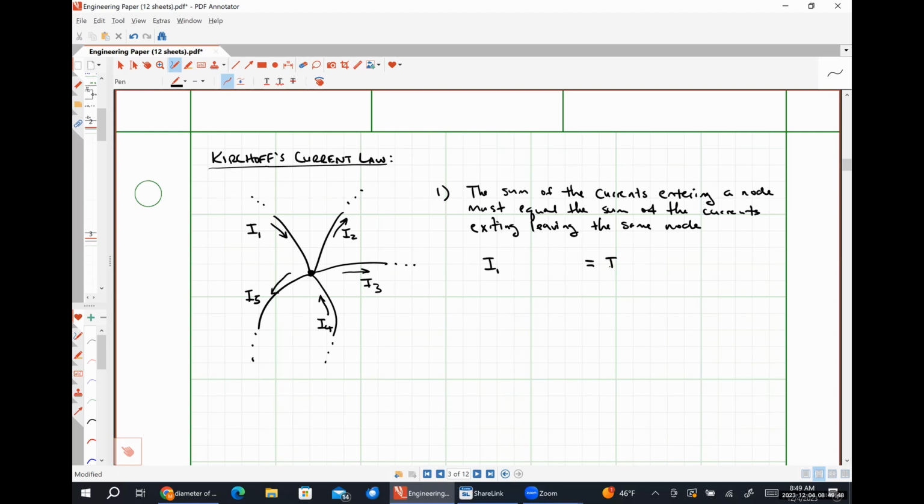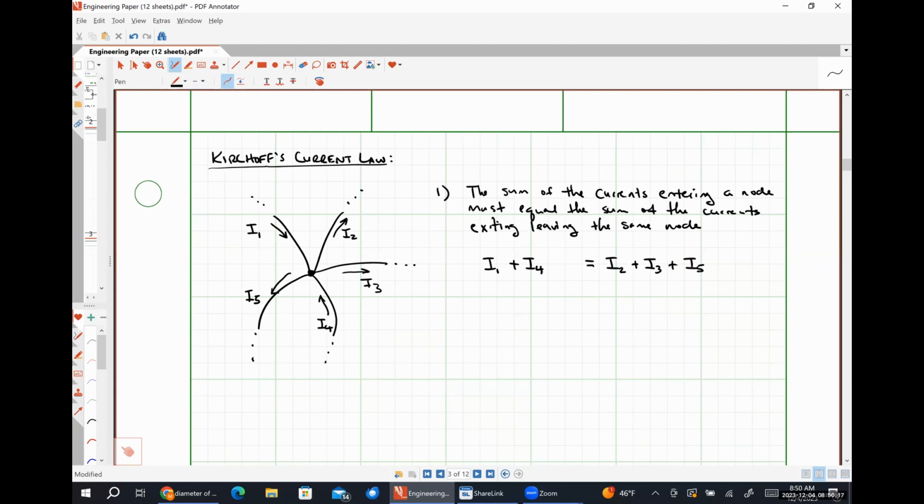I2 is exiting, so I'm going to put it on the right-hand side. I3 is exiting, so I'm going to put it on the right-hand side. I4 is entering, so it goes on the left-hand side of the equal sign. I5 is exiting, so it goes on the right-hand side, and I'm done, right? The currents that are flowing in, I1 plus I4, equals the total current flowing out, I2 plus I3 plus I5.